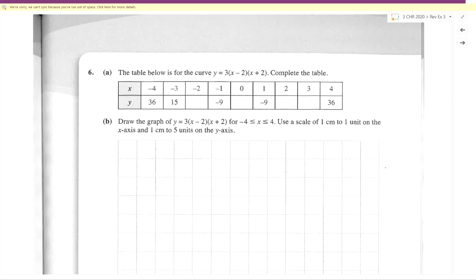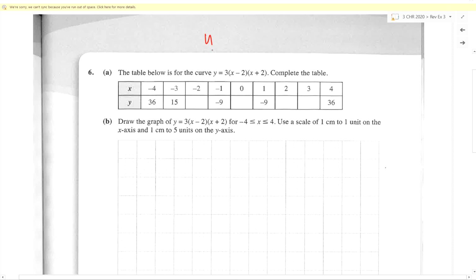Alright, next, question 6. Complete a table. Every time we are completing table, we are doing substitution. Every time we are doing substitution, replace all the x with brackets. Copy y equals to 3. I see a bracket, so I bracket. Now I see an x. So change the x to become a bracket. I see minus 2. I see close bracket.